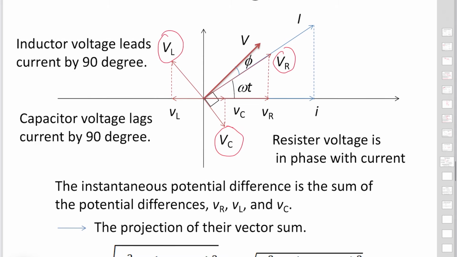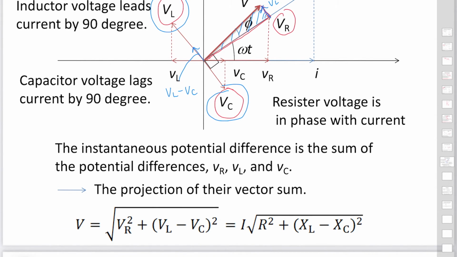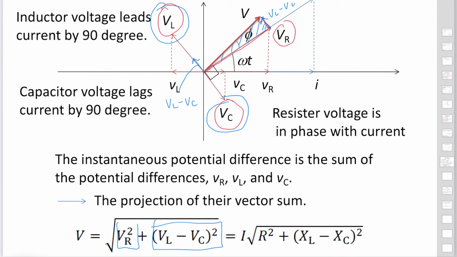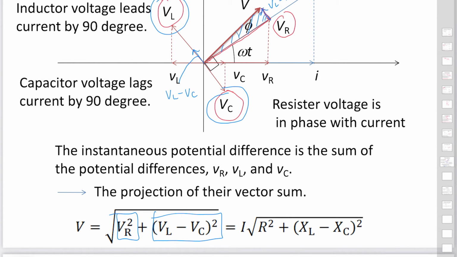Then the instantaneous potential difference is the sum of the potential differences V sub R, V sub L, V sub C. We could consider this triangle. This quantity is the difference of V sub L and V sub C. This is V sub L minus V sub C. If you consider this triangle, you can apply the Pythagorean theorem: V sub L minus V sub C squared plus V sub R squared. Take the square root. This becomes the total voltage, capital V.